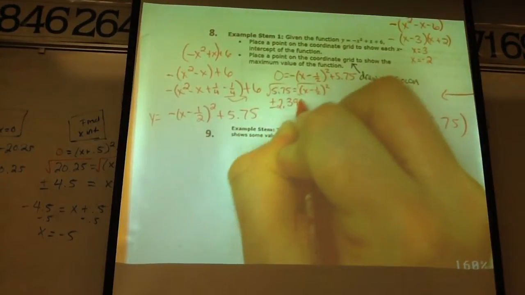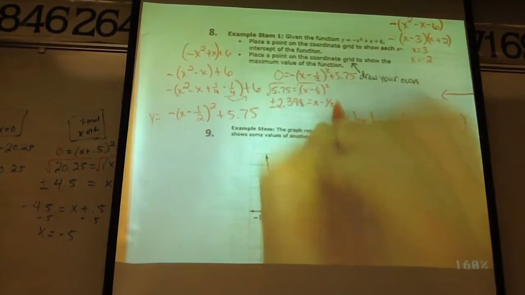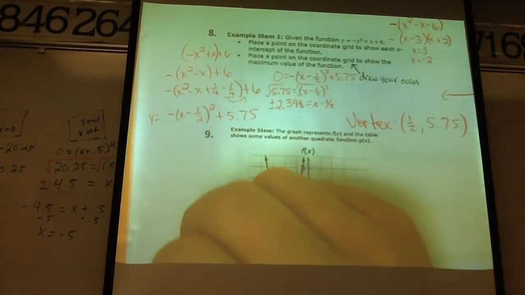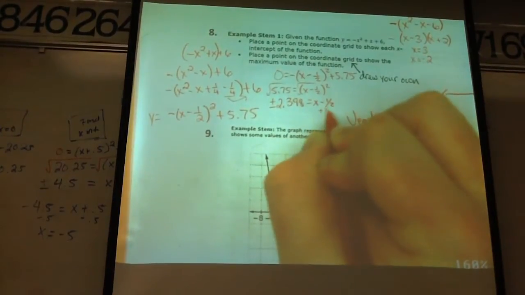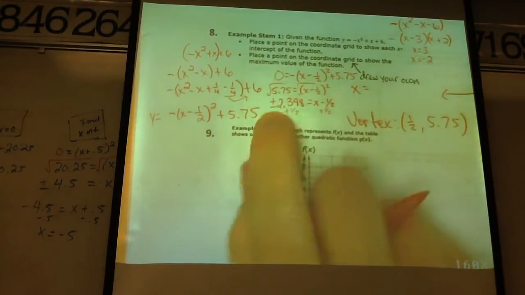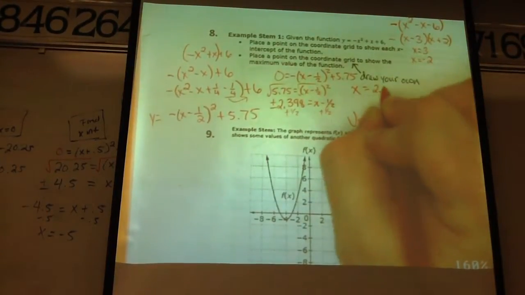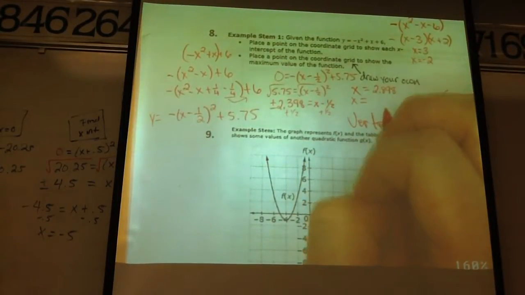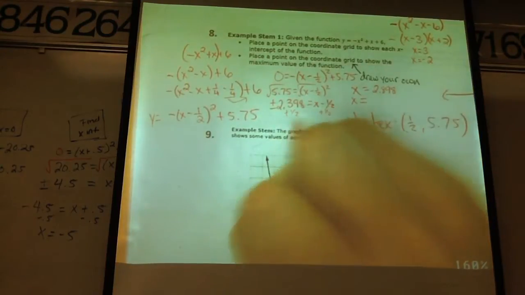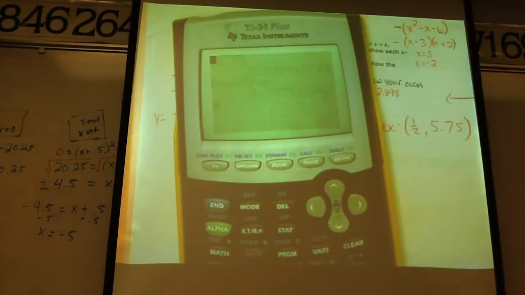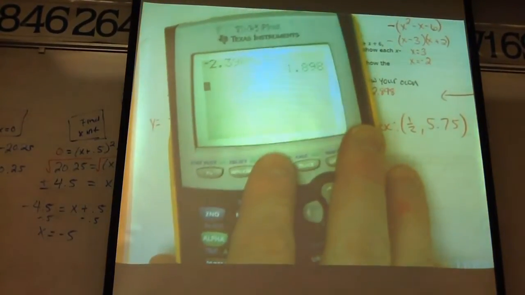I'm confused. We did something wrong. Actually, it's 2.3979. I rounded. Why did you round it? Doing it this way, I get x equals 2.398 plus a half, which would be 2.898. Pretty close to 3, but not 3. It should be exact. And then negative 2.398 plus a half is negative 1.898. Pretty close to 2.